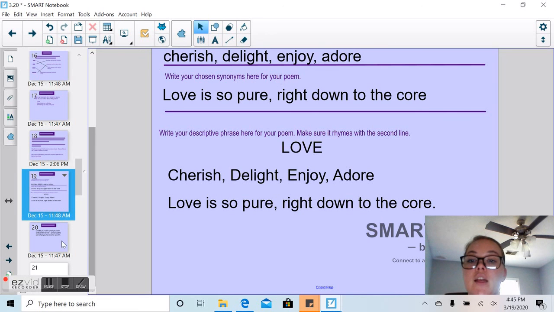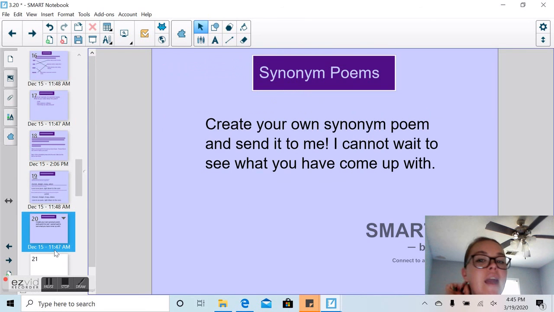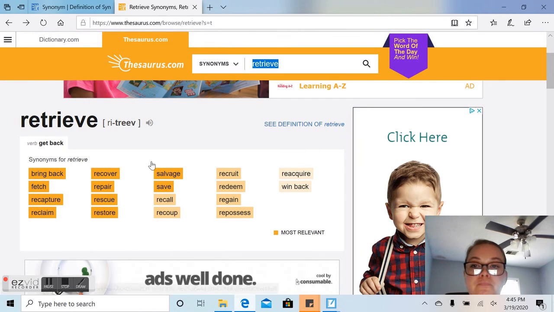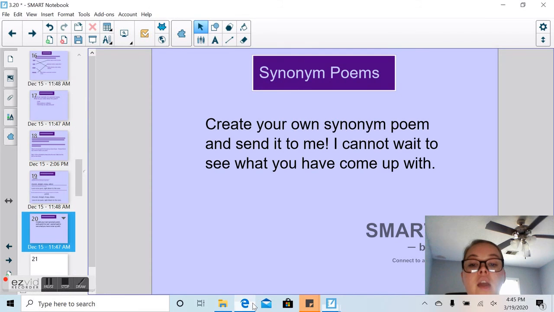All right, so my challenge for you today is to create your own synonym poem and send it to me. So remember, you can use a Thesaurus, which is right here, to figure out some synonyms for a word, and make sure that you come up with a descriptive phrase that lets your last word rhyme with one of your synonyms. Have fun!